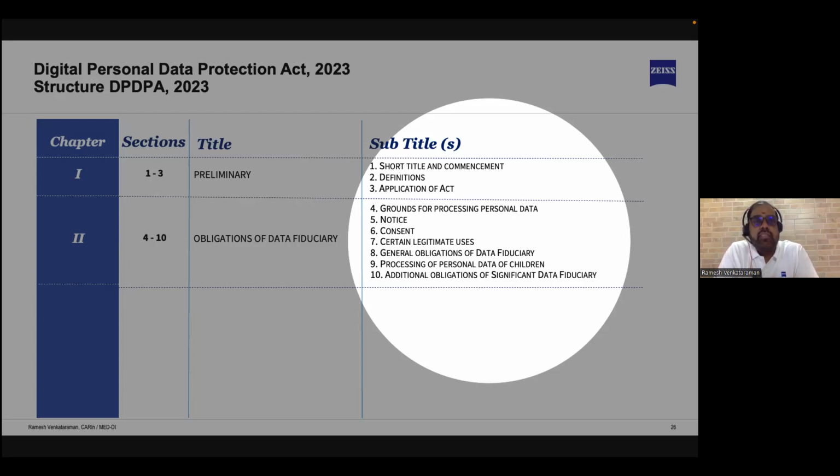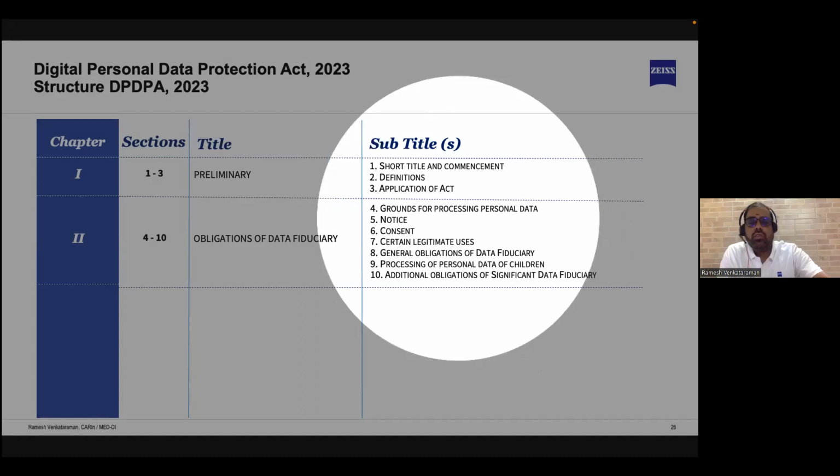Because the onus on ensuring that consent has been taken from the data principal lies with the data controller or data fiduciary, not even the data processor. Of course, you might put a valid contract in place to cover this aspect. However, the law is very clear. The data fiduciary is responsible. And certain legitimate uses they have beautifully identified.